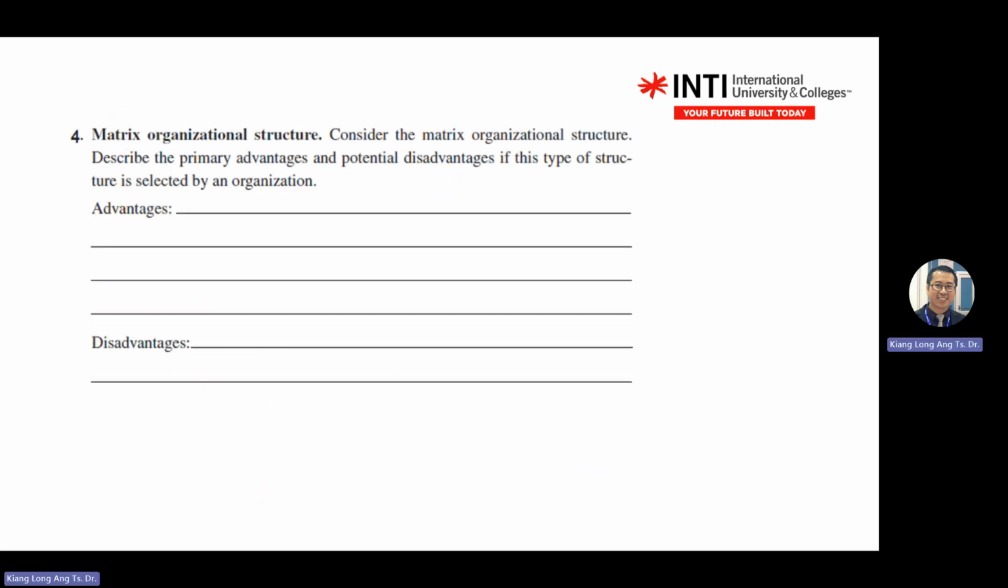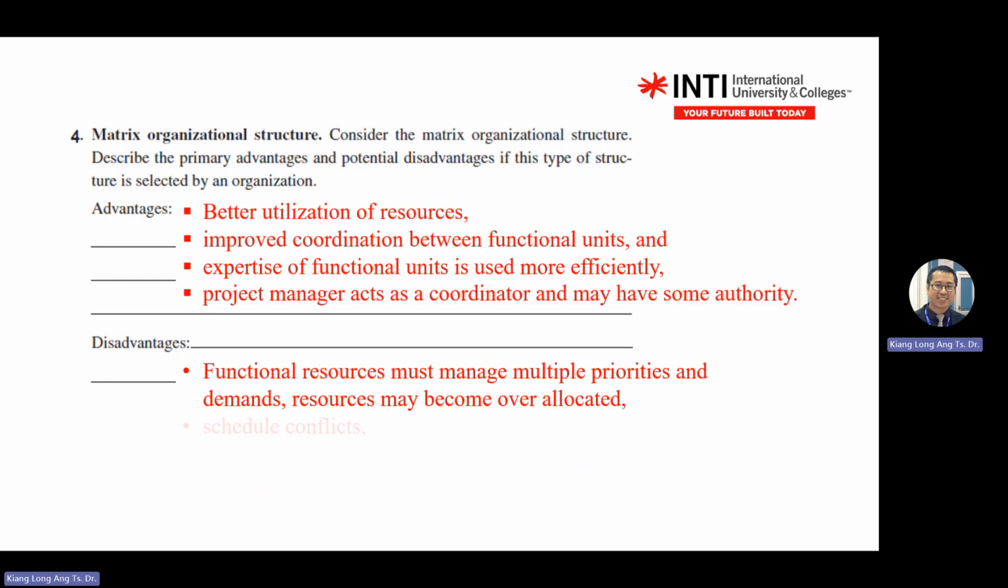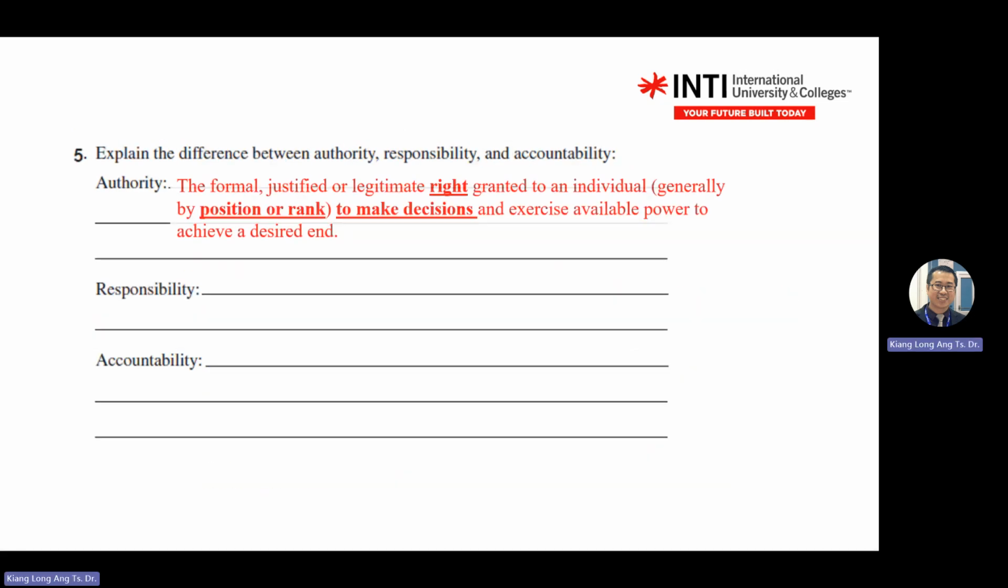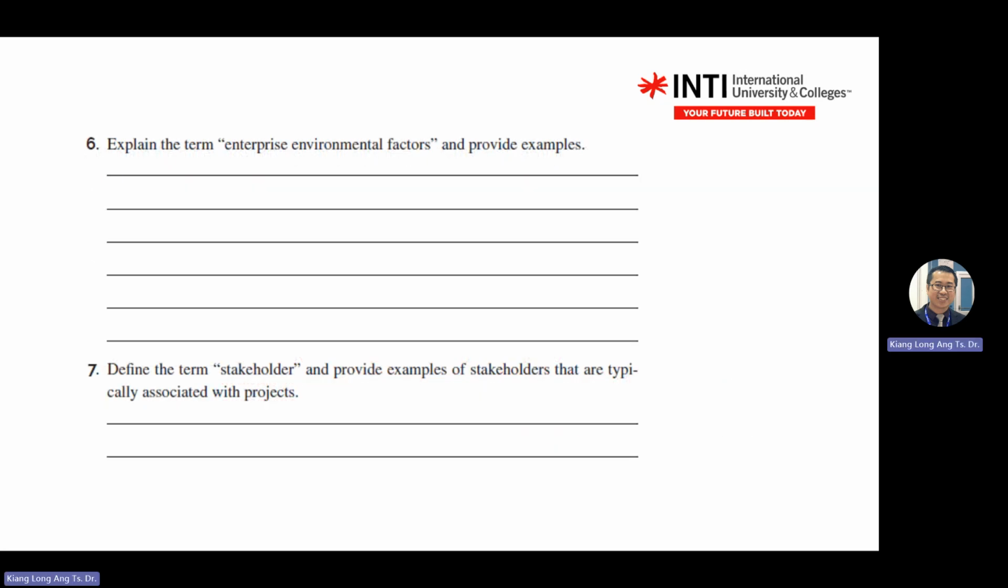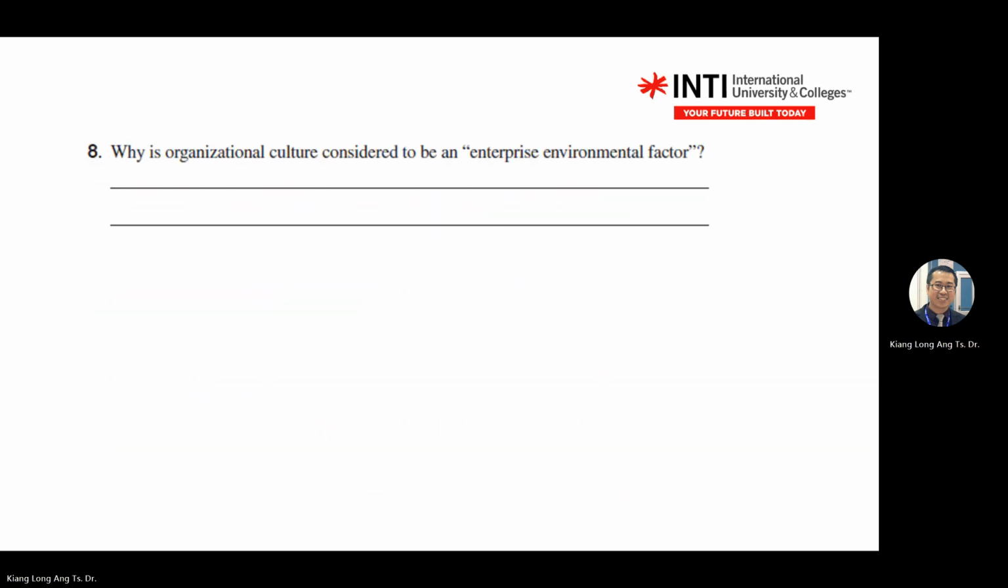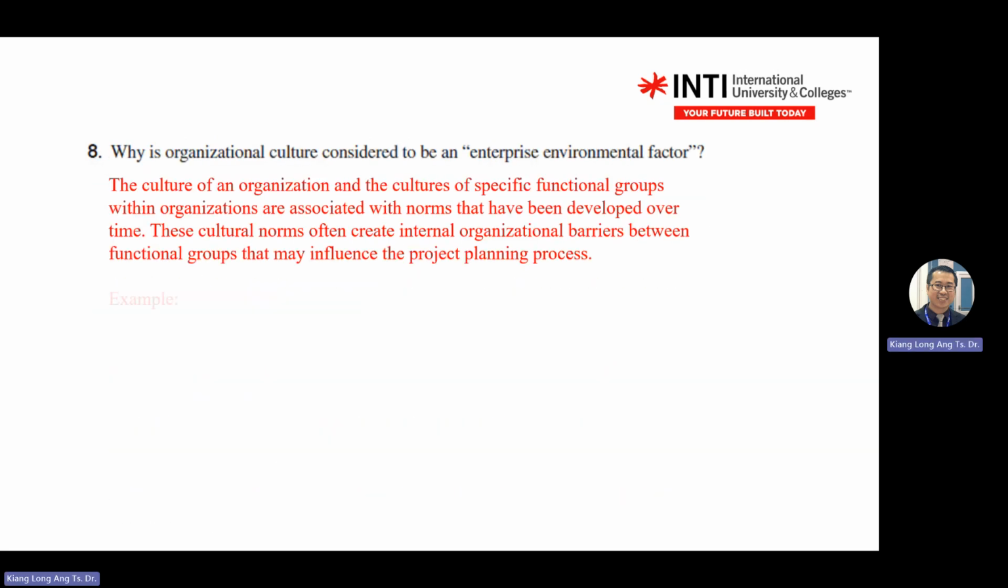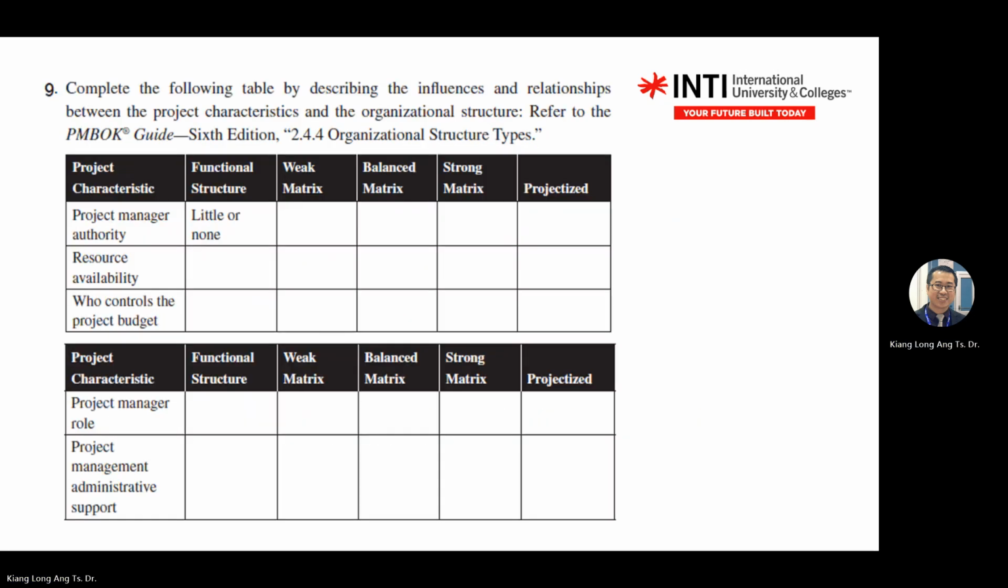Advantages, disadvantages, this one you read from the slides. We will come back to this one later if we have time. These three words, authority, responsibility, accountability, are already mentioned in the slides. Go and copy and paste into this one. Enterprise environmental factors, this one is external. We'll come back to this one, also later.